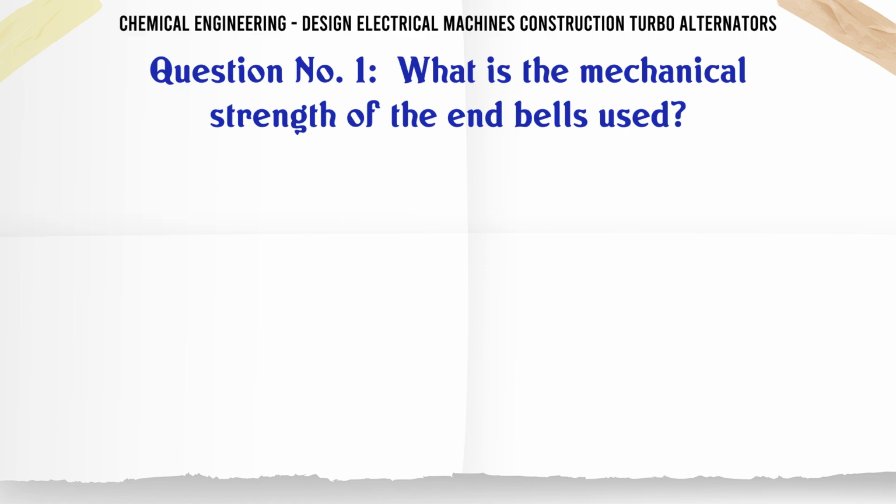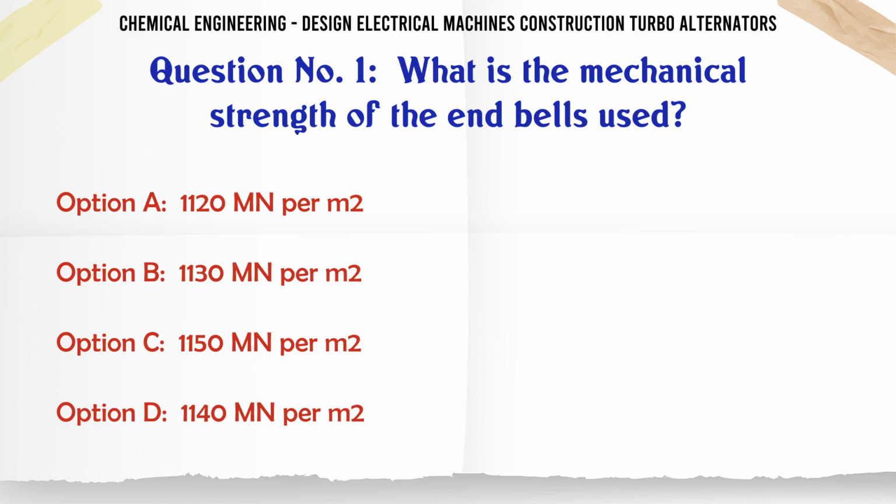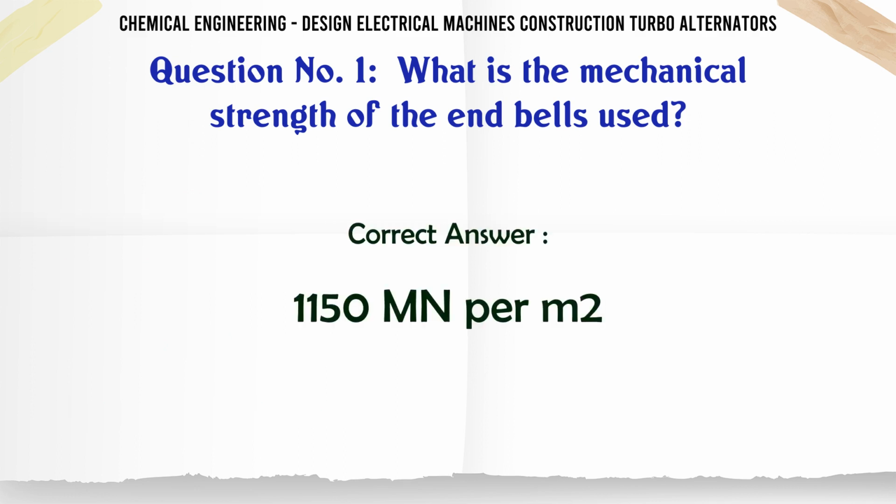What is the mechanical strength of the end bells used? A: 1120 main per m2, B: 1130 main per m2, C: 1150 main per m2, D: 1140 main per m2. The correct answer is 1150 main per m2.